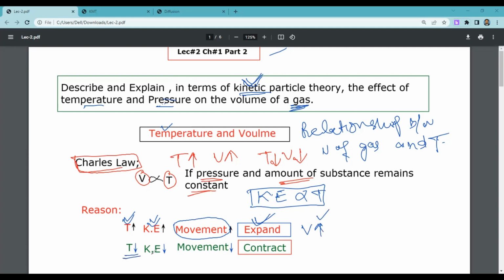Similarly, if we decrease the temperature, the kinetic energy of molecules will also decrease. If kinetic energy of molecules decreases, then their movement will also decrease, and if their movement decreases, the molecules will contract, and contraction shows decrease in volume. I hope this is clear now.